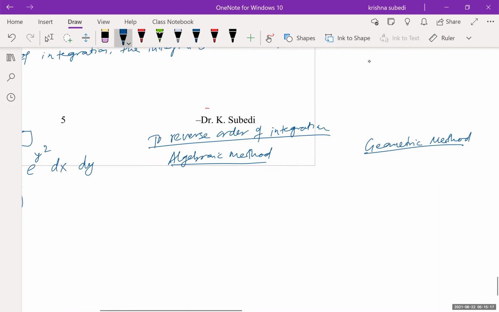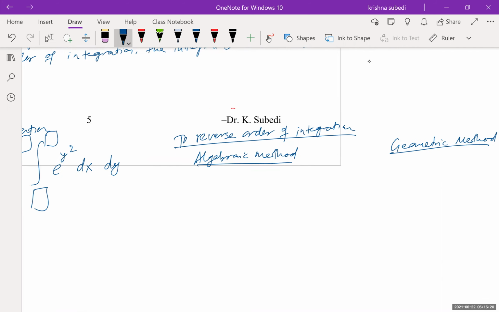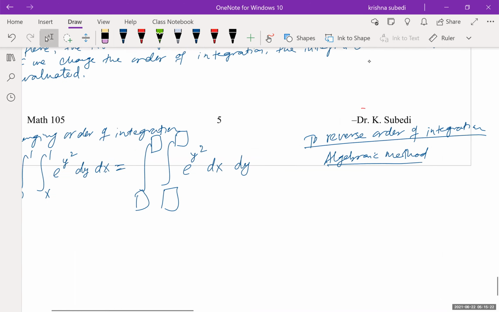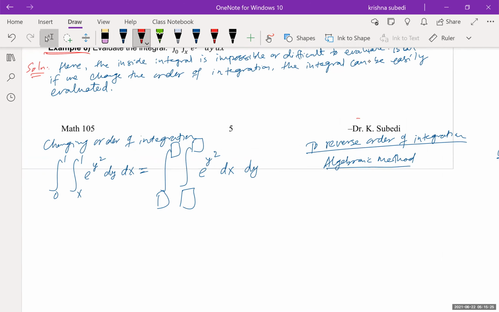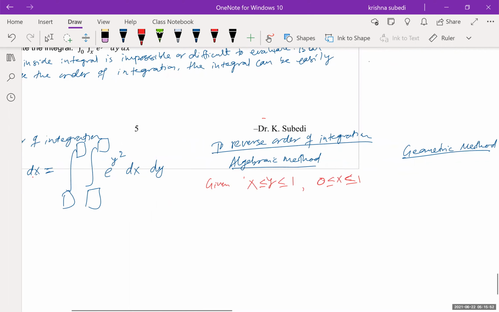So the algebraic method means, first of all, write down the region of integration. As you can see here, notice that the inside limit is for the inside differential. So given y from x to 1 and x from 0 to 1. So this is given. Everyone is okay with that? Notice here the limit, for y it is x to 1 and for x it is 0 to 1. Now you follow two-step methods.